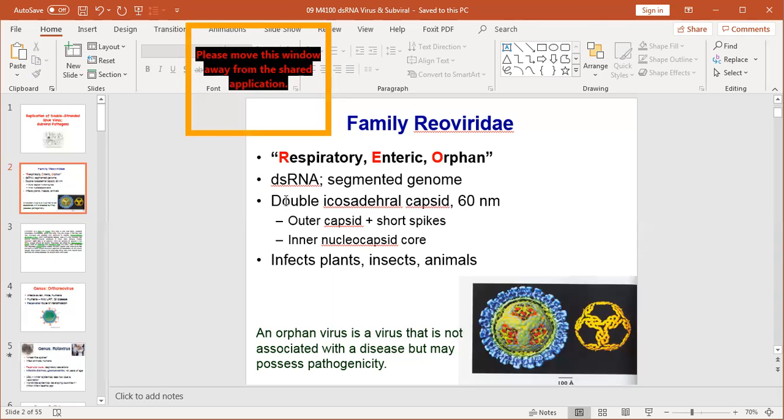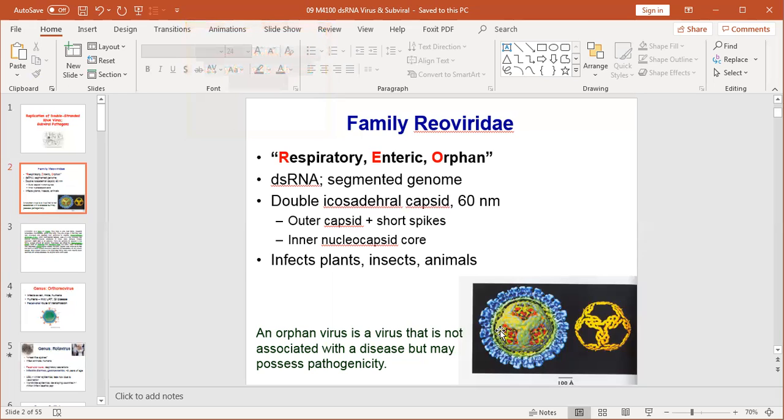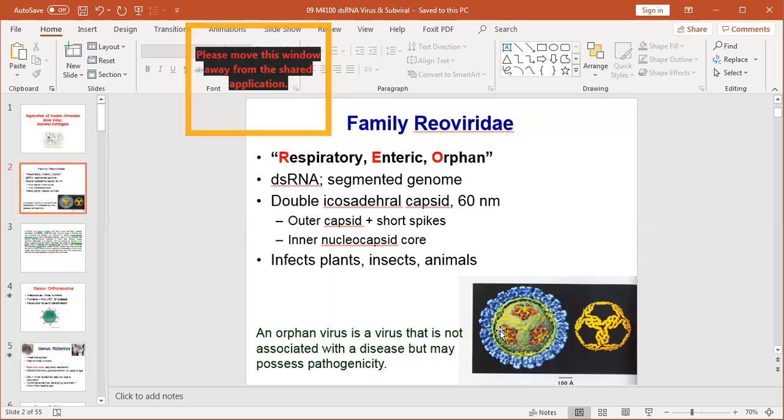It has a double icosahedral capsid. We have an outer capsid that has very little short spikes on it, the blue portion that we see in this slide. And the inner core capsid contains nucleocapsid, those proteins that are associated with the nucleic acid or the genome. It has a very wide host range. Reoviridae family of viruses can infect plants, insects, and animals.